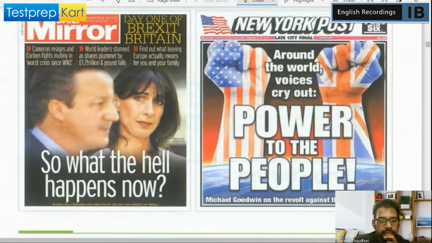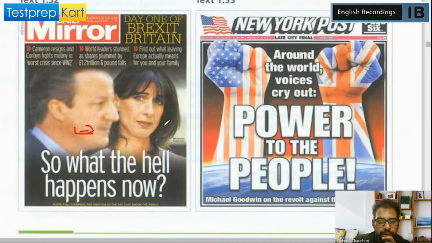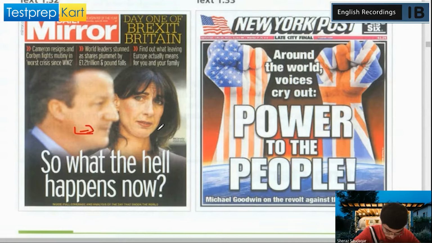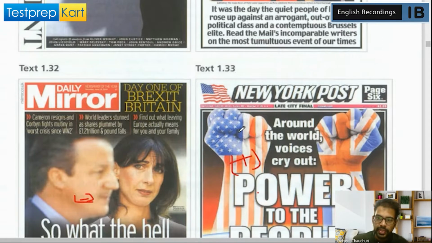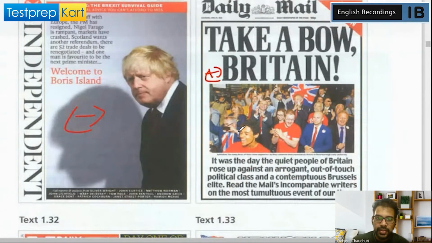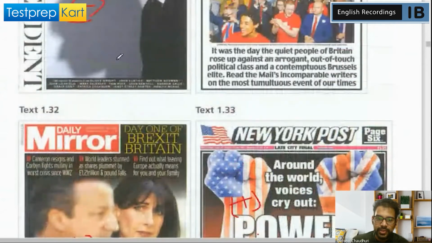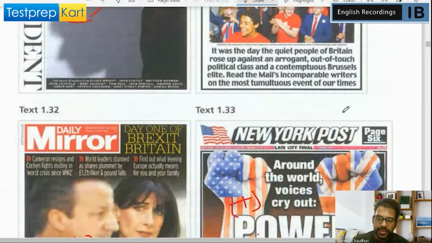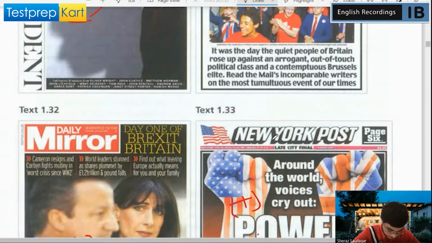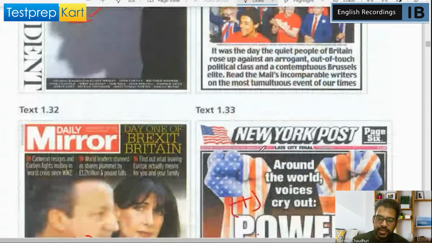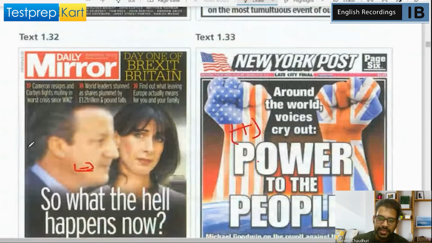So what the hell happens now? Okay, and the fourth one. The fourth one looks more positive, I think. So you're seeing the same thing happens in different parts of the world. These three papers are British, and this is American. So even in Britain, there are divided opinions, and in America, they are supporting the Brexit.